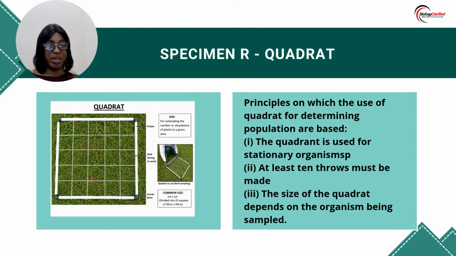Specimen R, quadrat. A quadrat is used in sampling methods, random sampling in ecology. The principle on which the use of a quadrat for determining population is based was a past question that I got from WAEC past questions. The quadrat is used for stationary organisms, and at least 10 throws must be made, and then the size of the quadrat depends on the organism being sampled.